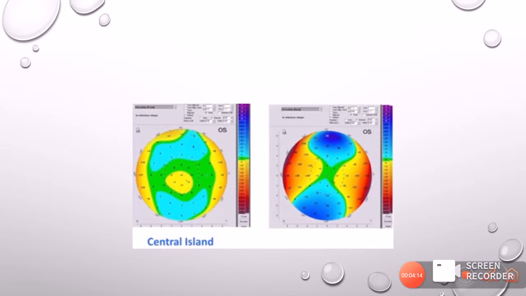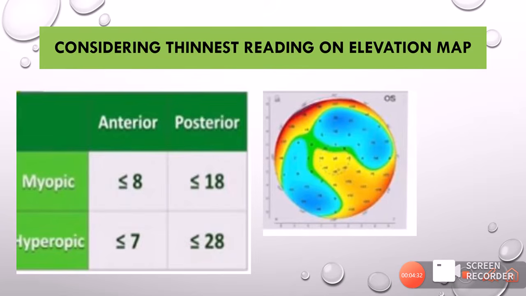Now these are certain normal patterns of the elevation map. You can see this is a central island of steepening, but it is not in red color, it is in yellow color, and this is a normal central island. Similarly over here is an astigmatic elevation map. Now there is another important thing: on the elevation map we also have to consider the thinnest location and calculate the elevation at the thinnest location.